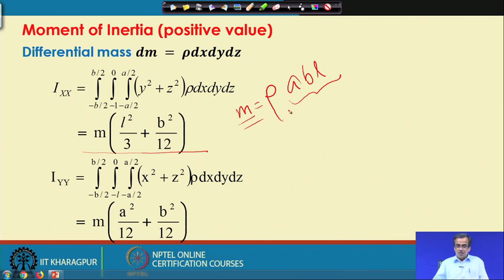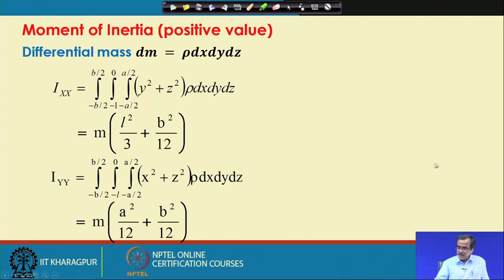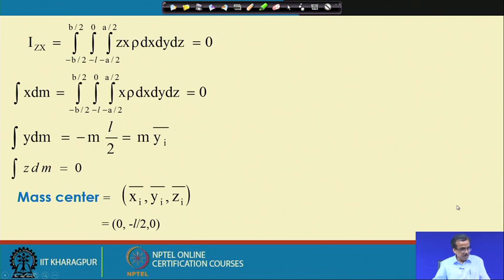Now, by following a similar procedure, we can also find out I_yy, that is a triple integration. In place of r square, we write x square plus z square, times rho dx dy dz, and the limits of integration will be the same as I discussed earlier. If you carry out this integration, I will get m times (a square by 12 plus b square by 12). So, all of you please try to derive this expression and you will get it.